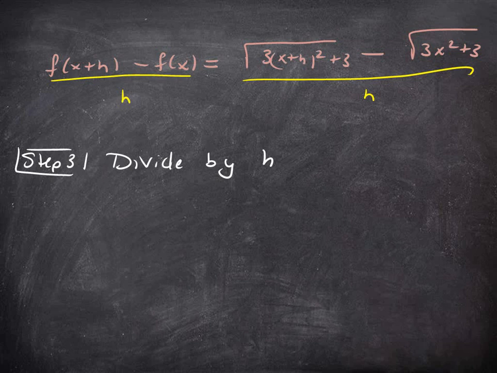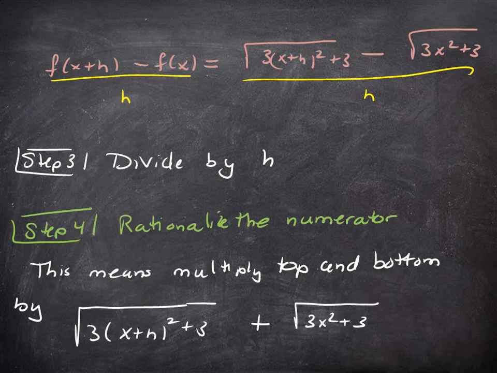Now comes the bear. They want you to rationalize the numerator. What this means is you take whatever was on the numerator and you multiply by what's called the conjugate. So you take whatever's on top. If it was a minus in between the two, the conjugate will have a plus. If it's a plus between the two, the conjugate will have a minus. Sign swap.